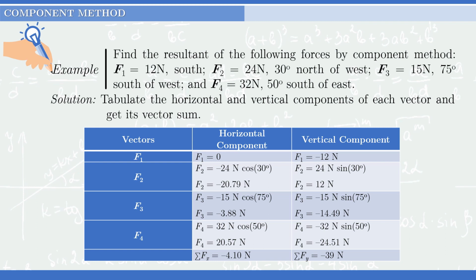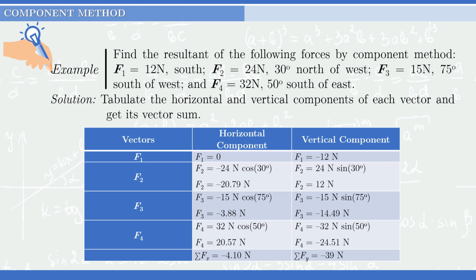For our third vector, which is our force sub 3, 15 Newton 75 degrees south of west, the direction can be determined at the third quadrant, wherein the only positive function is tangent, meaning cosine and sine are both negative. For the horizontal component, we have negative 15 Newton cosine 75 degrees, which is equal to negative 3.8800 Newton. And for force sub 3 in vertical component, we have negative 15 Newton sine 75 degrees, which yields negative 14.4900 Newton.